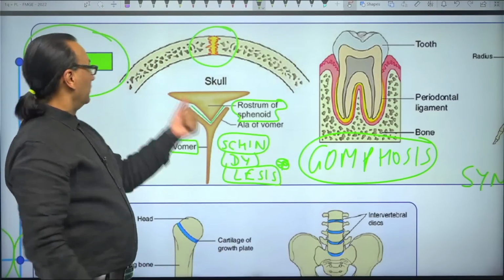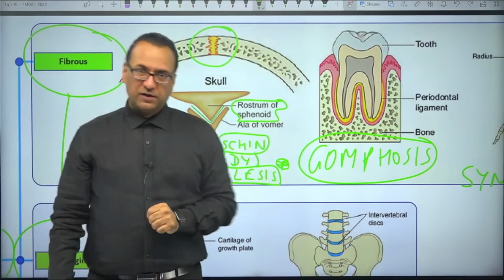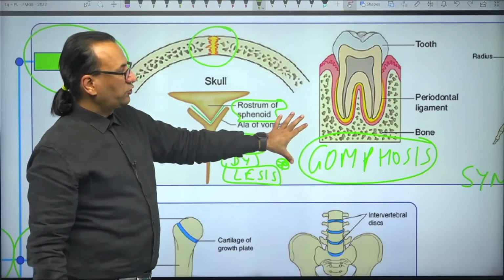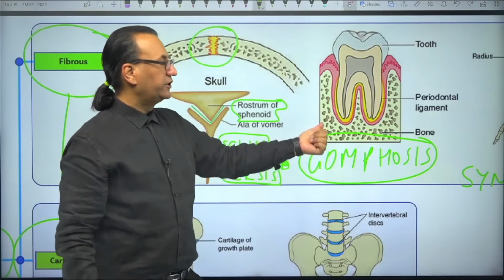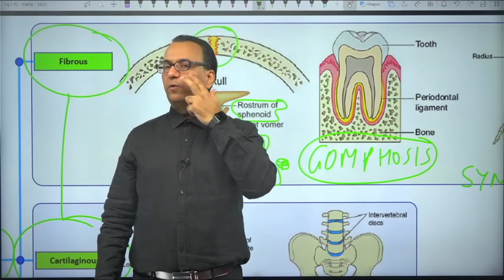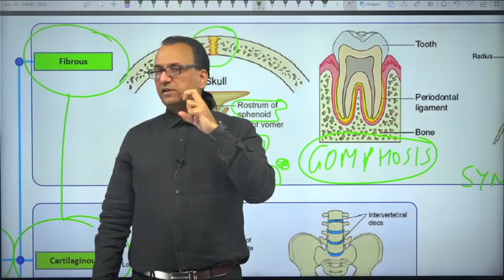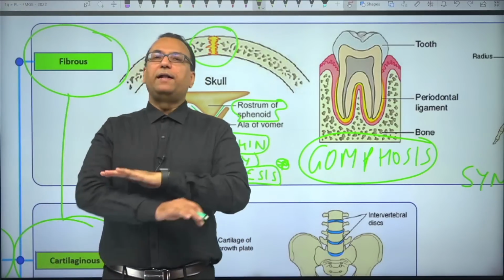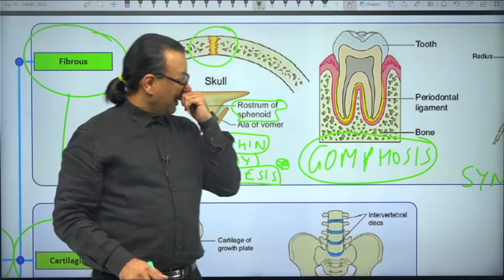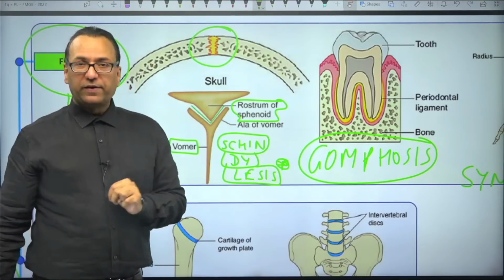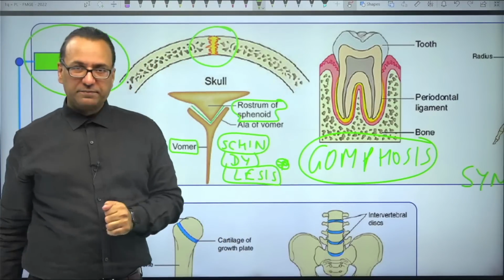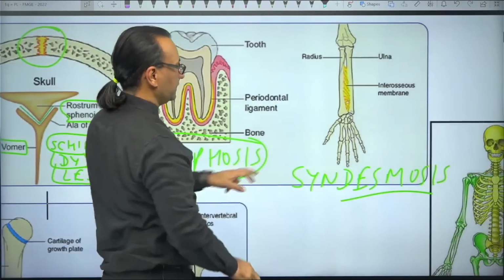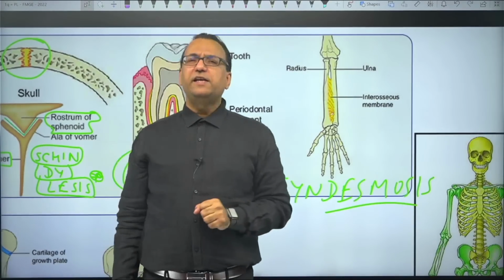One is suture in the fibrous variety. What is the other? Gomphosis, the tooth and socket joint. So the tooth is moving into the socket, which could be the lower bone, the mandible, or the upper bone, the maxilla, and it is a fibrous joint. They are immobile, they don't move at all. Now, what about the third variety under the fibrous category? It is called syndesmosis. And as you talk about syndesmosis, this came as a question very recently to you.